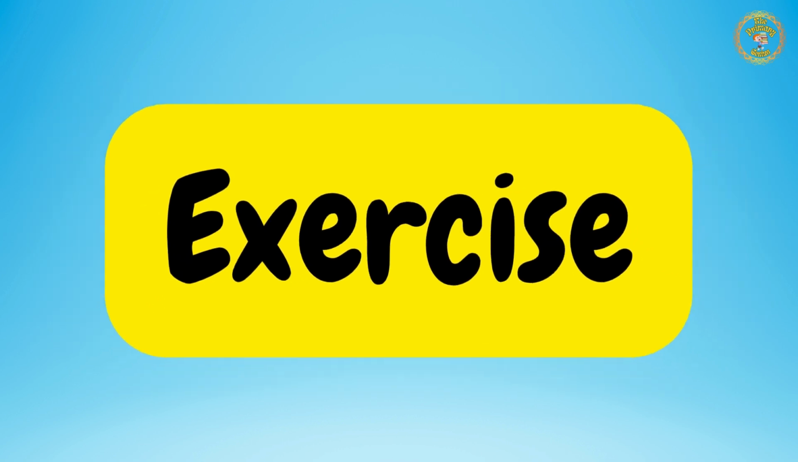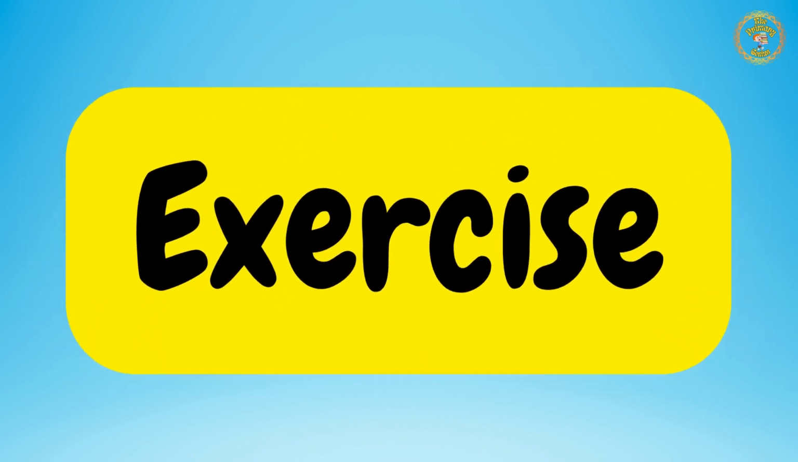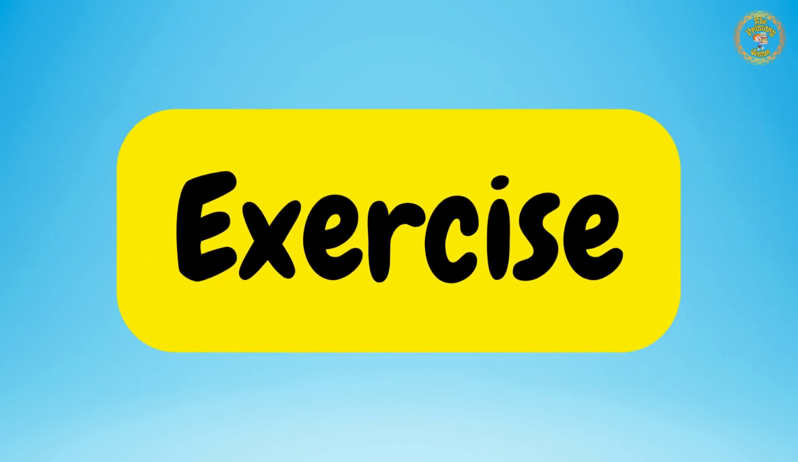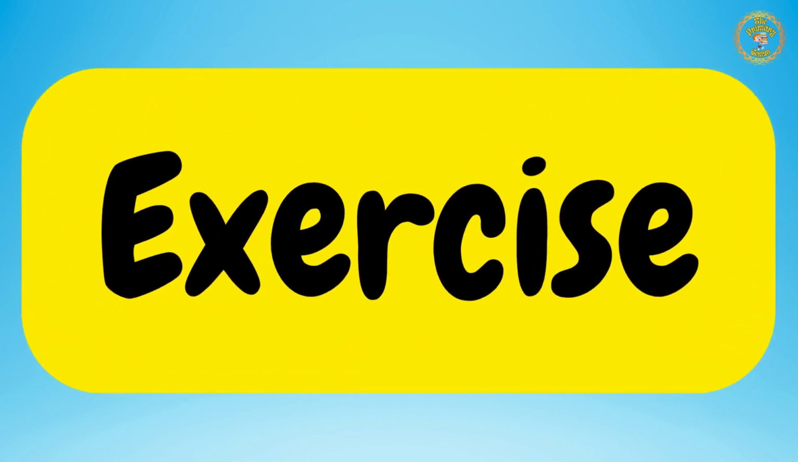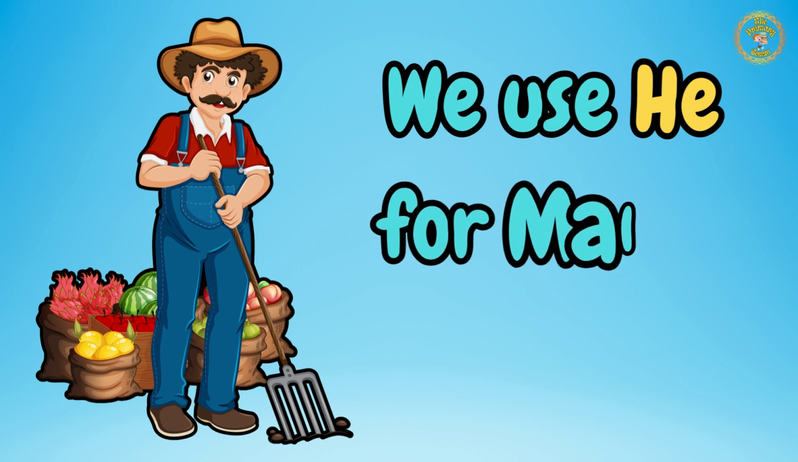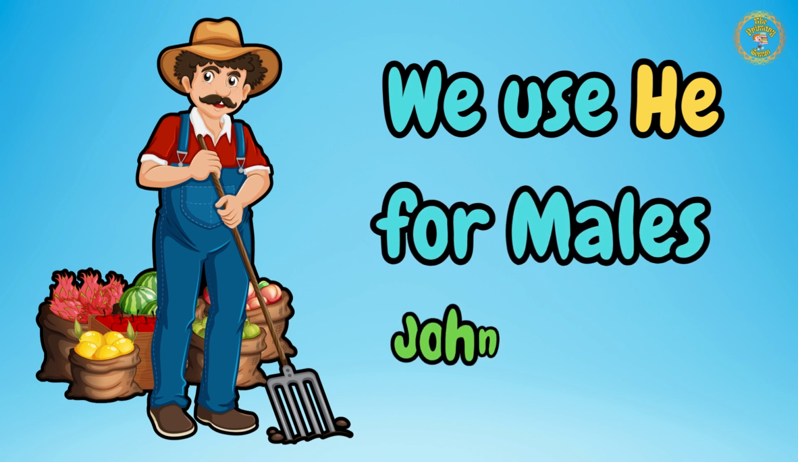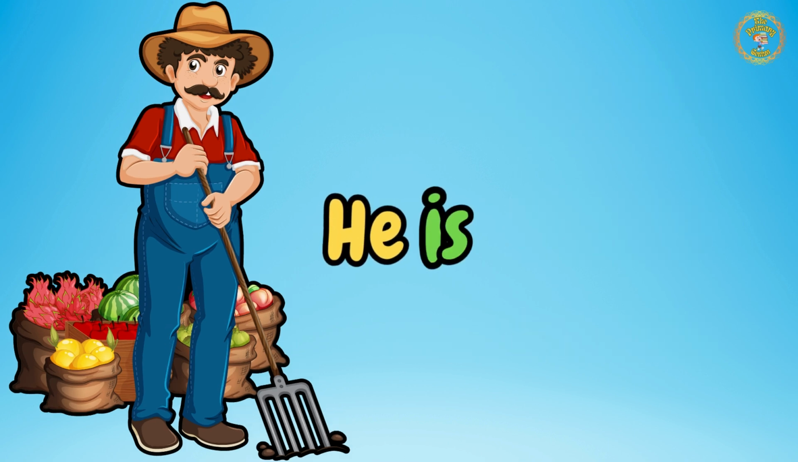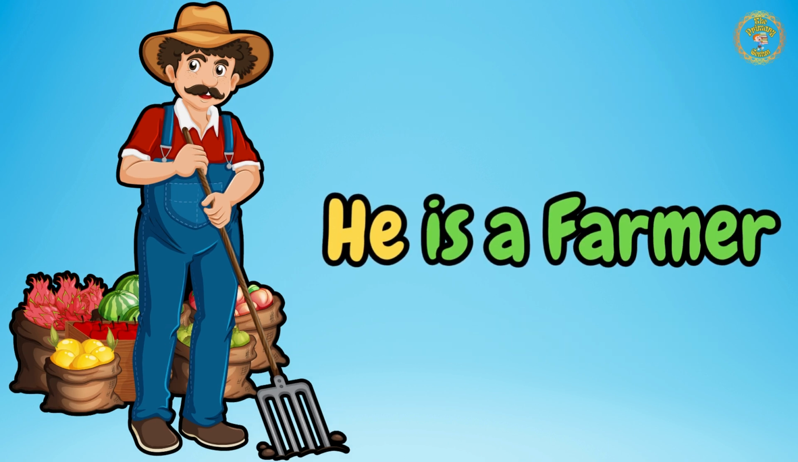Now, it's time to practice some amazing exercises by filling the blanks. Are you ready? Let's start. This is John. Dash is a farmer. We use he for male and John is a male. So, he is a farmer.